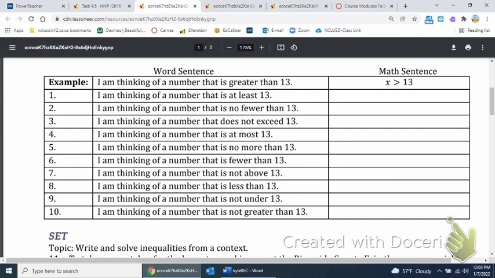So the second one says, I'm thinking of a number that is at least 13. Okay, so I'll start with the X. But now what's the sign going to look like? Greater than 13. So if it's at least 13, that means it can be 13 or bigger, correct? So that would be X is greater than or equal to 13.